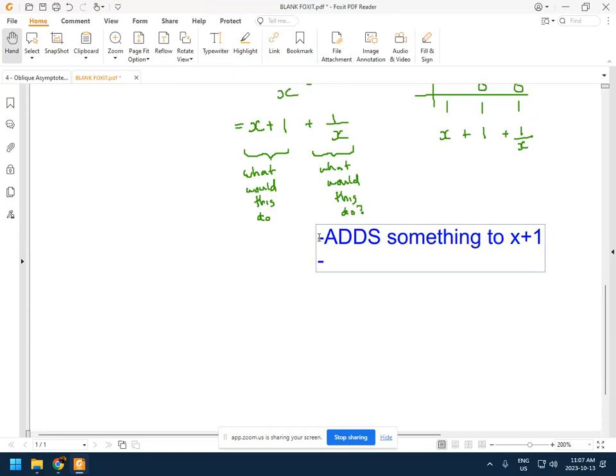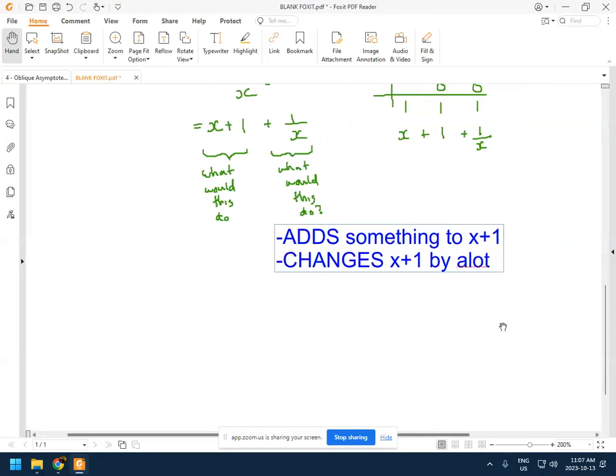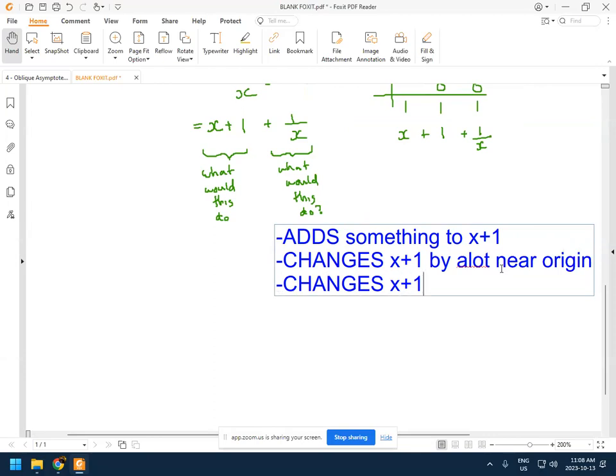Therefore, it changes x plus 1 near the origin. Okay, well, it changes x plus 1 by a lot. I guess I don't want to use the not very mathematical term, so for now I'm going to say a lot near the origin. And it changes x plus 1 by a little further away.